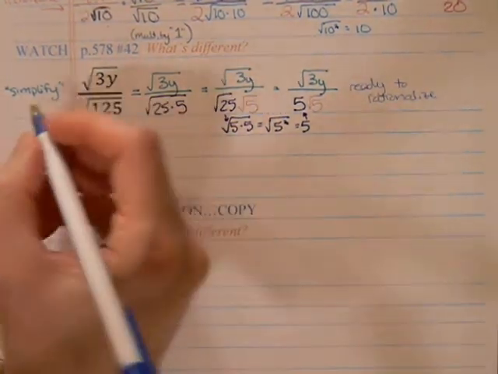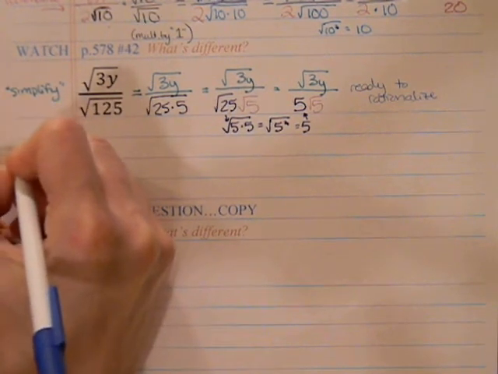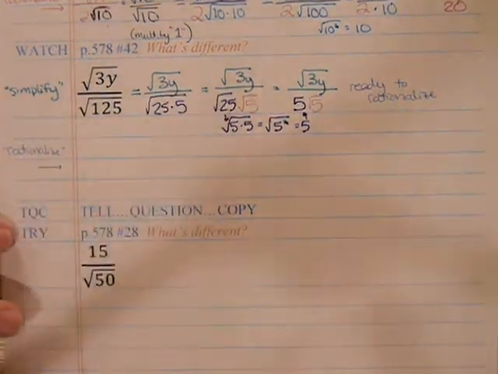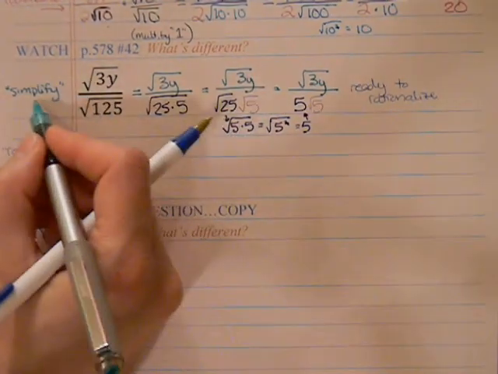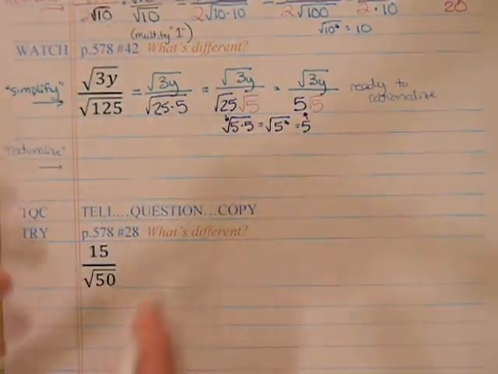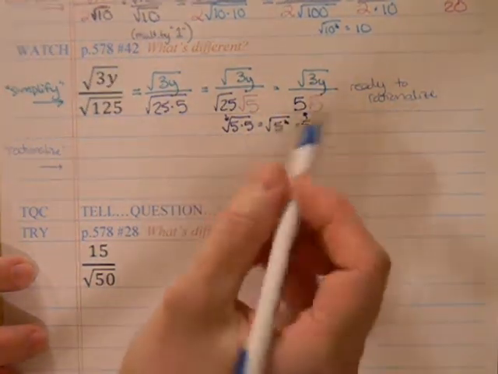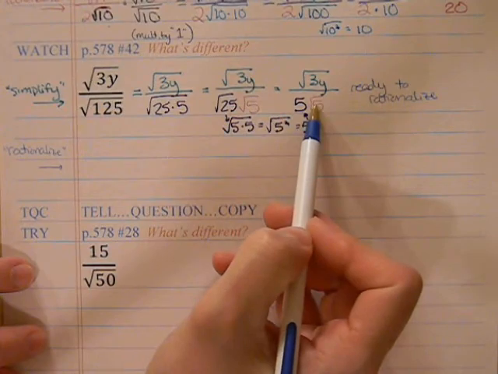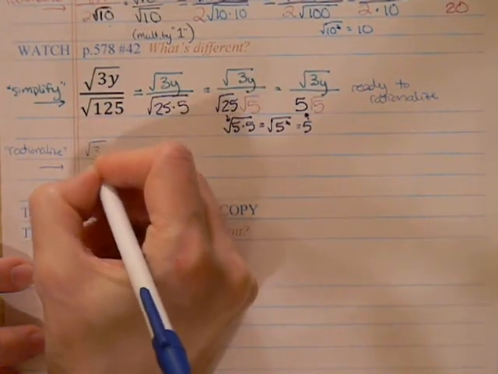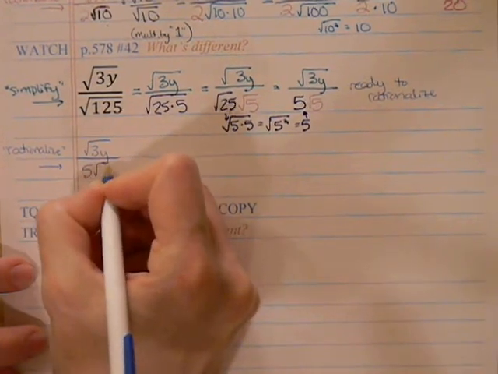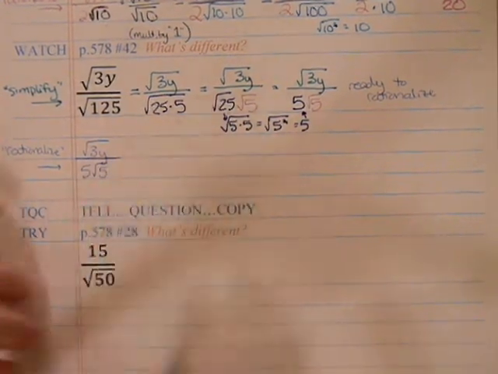Okay. So here's the rationalizing part on this second row. Up here we did the simplifying, and now as we go across you'll see the rationalizing. So I'm going to go ahead and copy what we have here. We have radical 3y in the numerator on top, and 5 radical 5, or 5 square root 5 on the bottom.